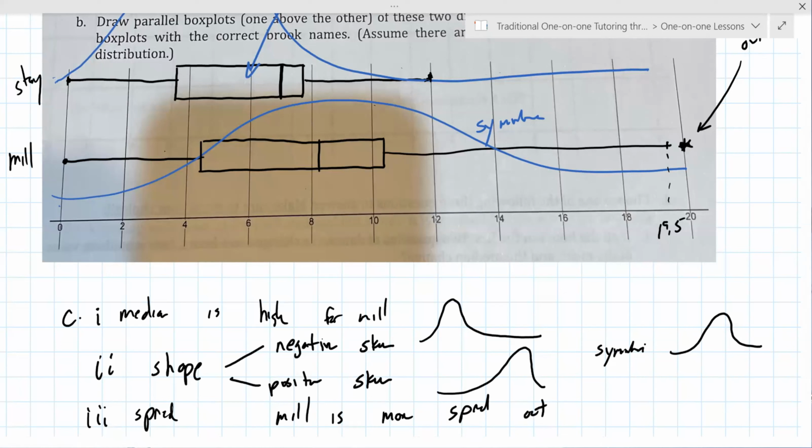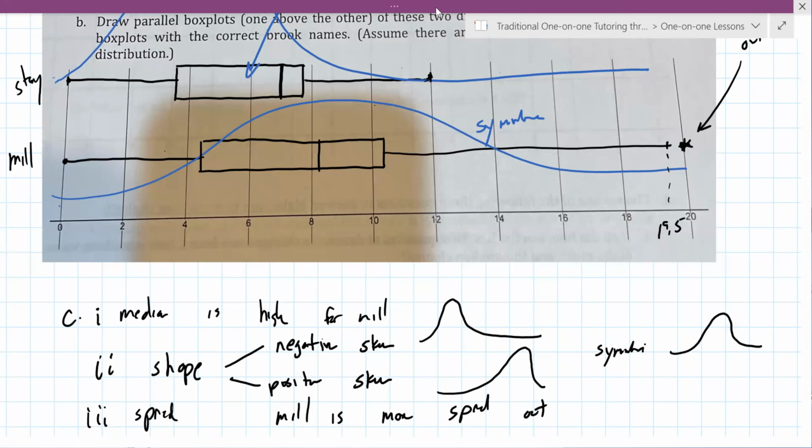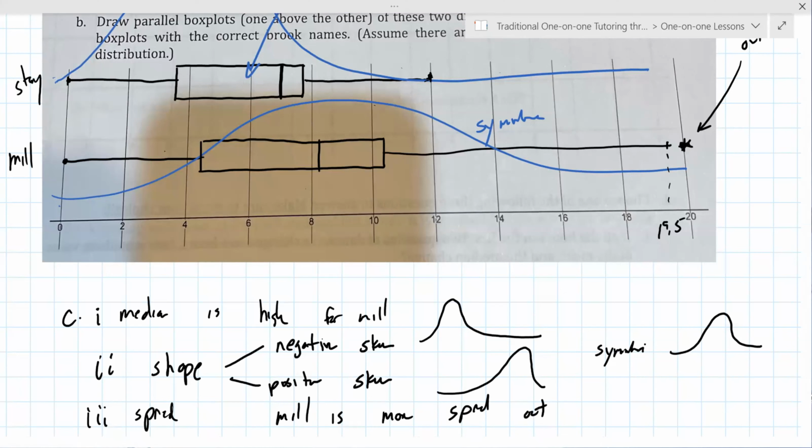All right, is it okay if I move on to Unit 5, normal distribution and Table A questions? Yes.